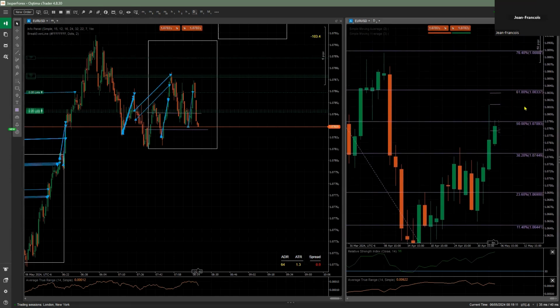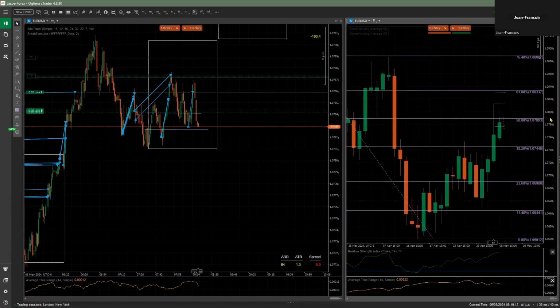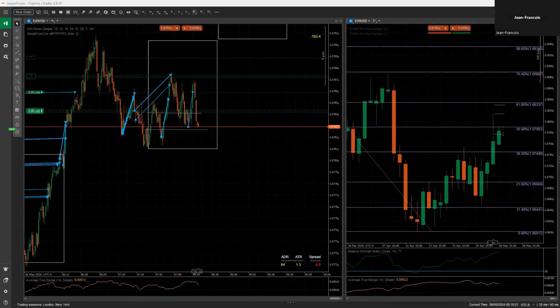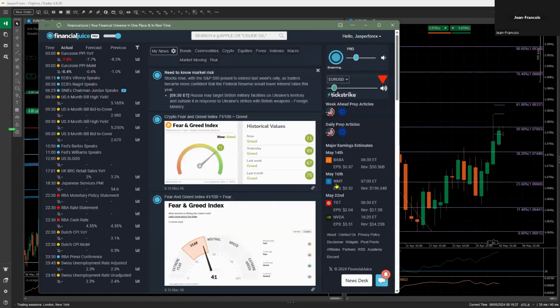So we're looking now at the fear and greed index, 41 out of 100, which indicates fear, while the crypto fear and greed index is 71 out of 100, indicating greed. Keeping an eye on the VIX as well, which is up 2.3% at 13.8.